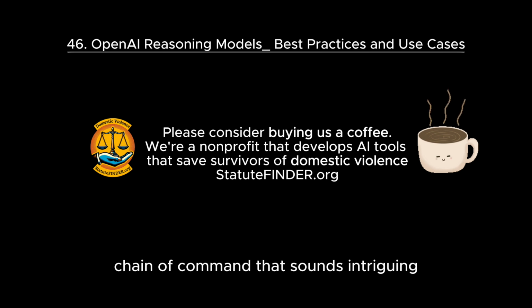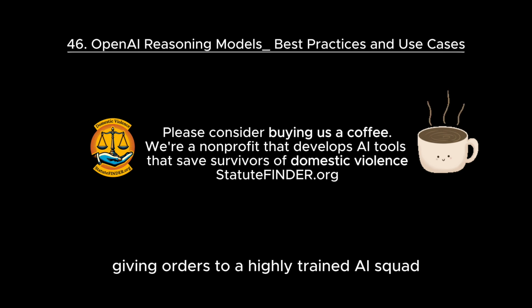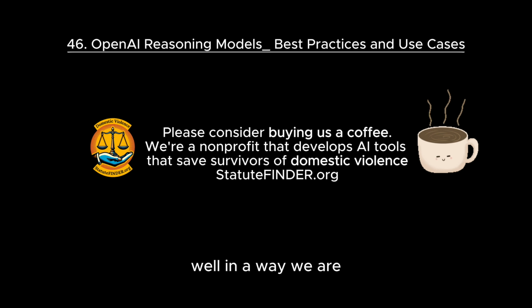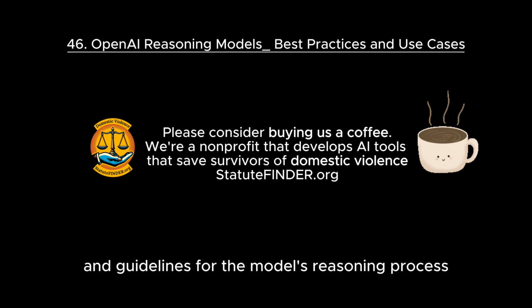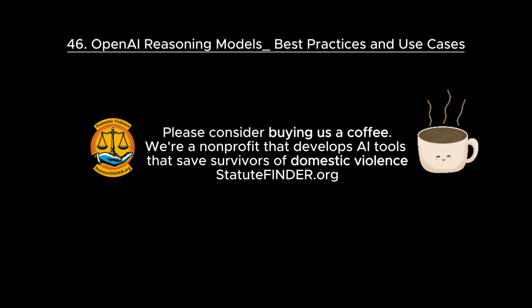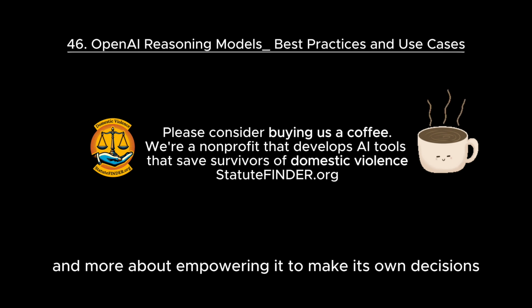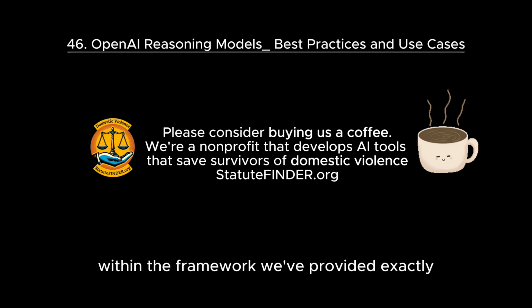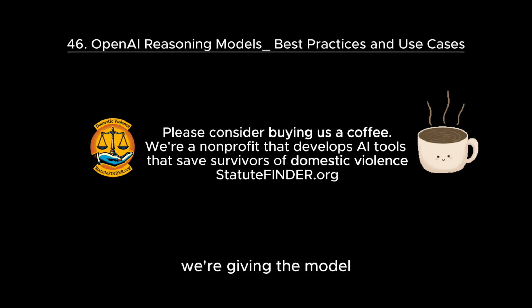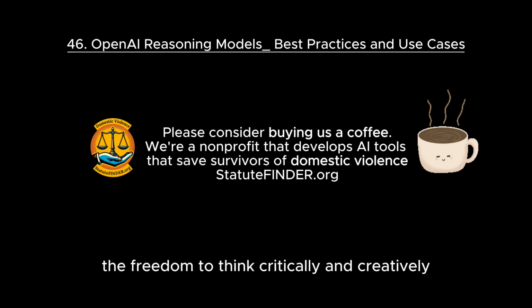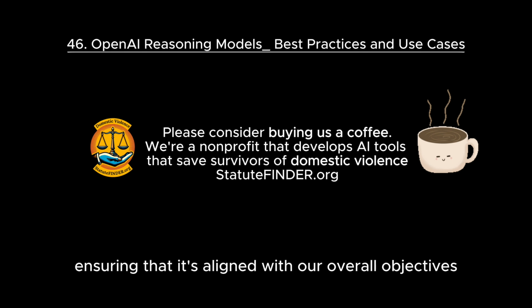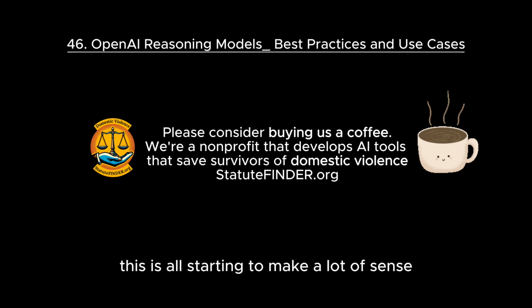Chain of command. That sounds intriguing. It makes it sound like we're giving orders to a highly trained AI squad. Well, in a way we are. By using developer message, we're setting the overall goals and guidelines for the model's reasoning process. We're providing the strategic direction without dictating every step. So it's less about micromanaging the model and more about empowering it to make its own decisions within the framework we've provided. Exactly. We're giving the model the freedom to think critically and creatively while still ensuring that it's aligned with our overall objectives. This is all starting to make a lot of sense.